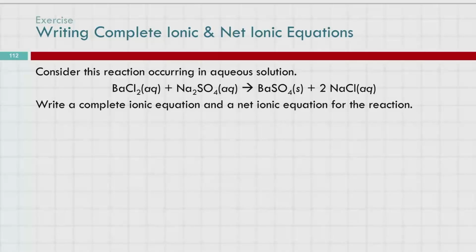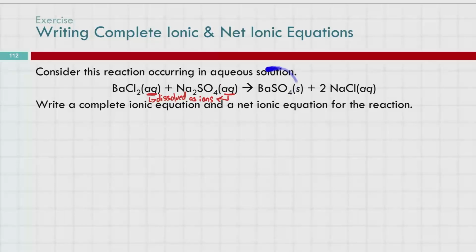Yes, it does. Why does it get split up into ions? It's got the AQ symbol. The AQ means aqueous. That means it's dissolved. It's an ionic compound, so that means it's dissolved as ions. Are we going to split up Na2SO4? Also, yes. Why? It's AQ. That means that it's dissolved as ions.